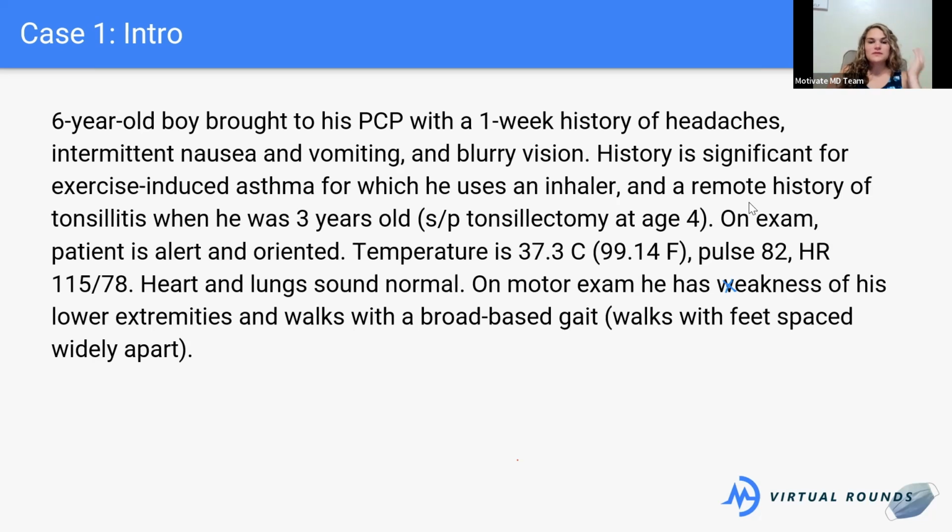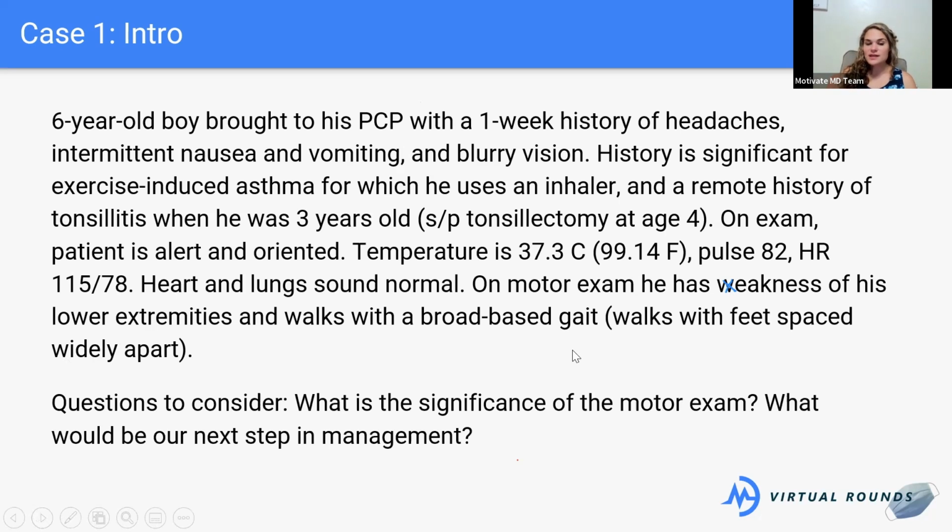If you want to take notes on that, I can always go back as we walk through some of these questions and start thinking about this case. Okay, I'll move forward. Some questions to consider then. What is the significance of the motor exam? Again, keying into the motor exam, he has weakness of his lower extremities and he has a broad-based gait. Does anybody have any ideas about why this is significant, or is this significant at all?